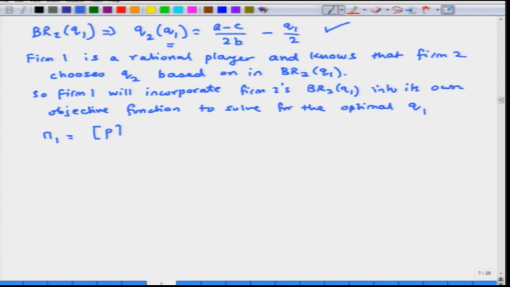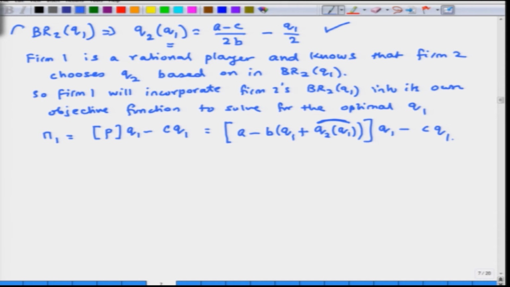So, now let us look at firm 1's profit function. So, firm 1's profit is P times Q1 minus the cost, which is CQ1. So, this essentially is (A minus B times (Q1 plus Q2)), but now the Q2 firm 1 knows is going to be based on firm 2's best response function, times Q1 minus CQ1. So, essentially we are going to substitute for the best response function for firm 2 based on what we have computed here, right. So, let us do that.